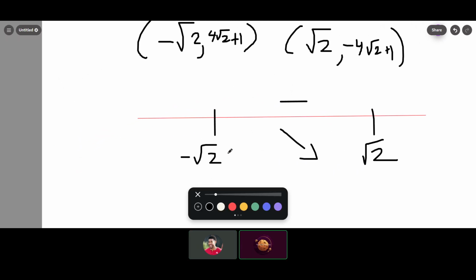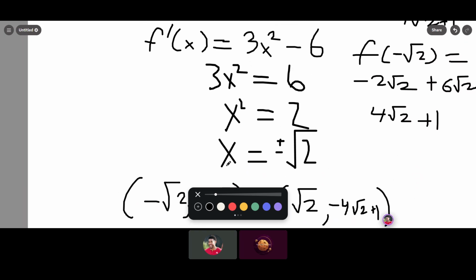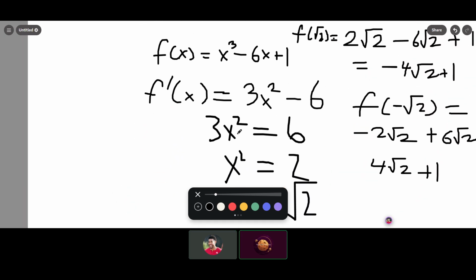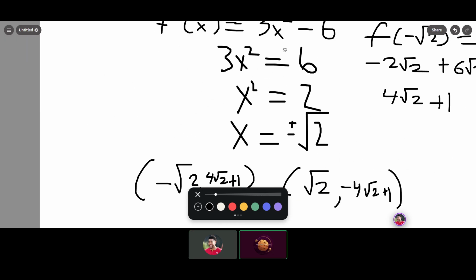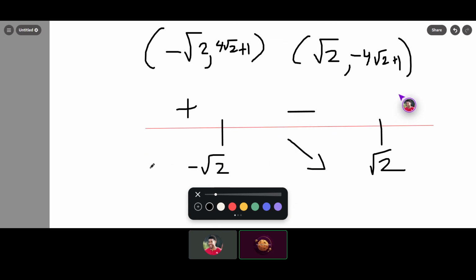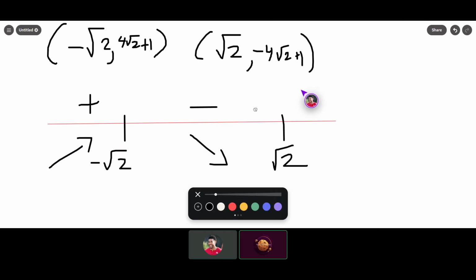Let's go before negative root 2. So give me a very easy number that's before negative root 2. Let's do negative 2. When we plug in, negative 2 squared is 4. 4 times 3 is 12. 12 minus 6 is 6. And that's a positive number. So that tells us that it's increasing in that interval.